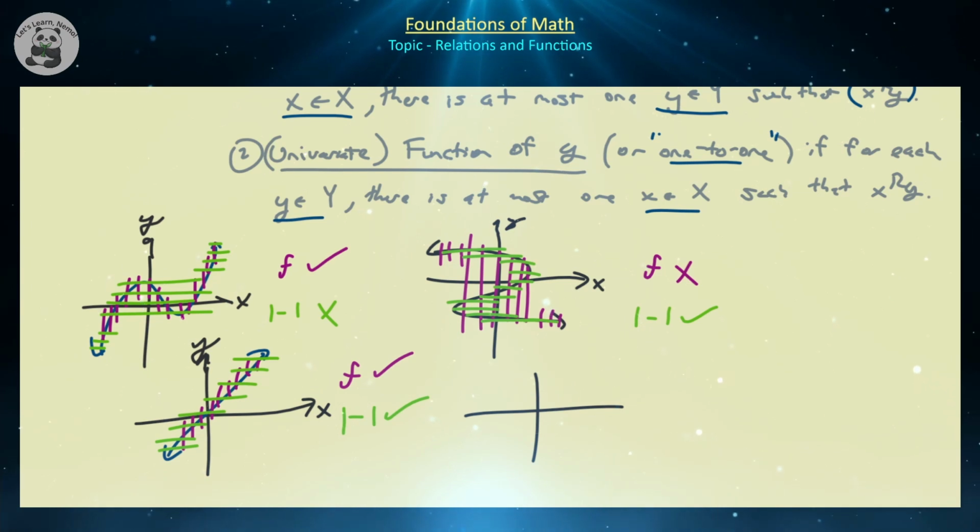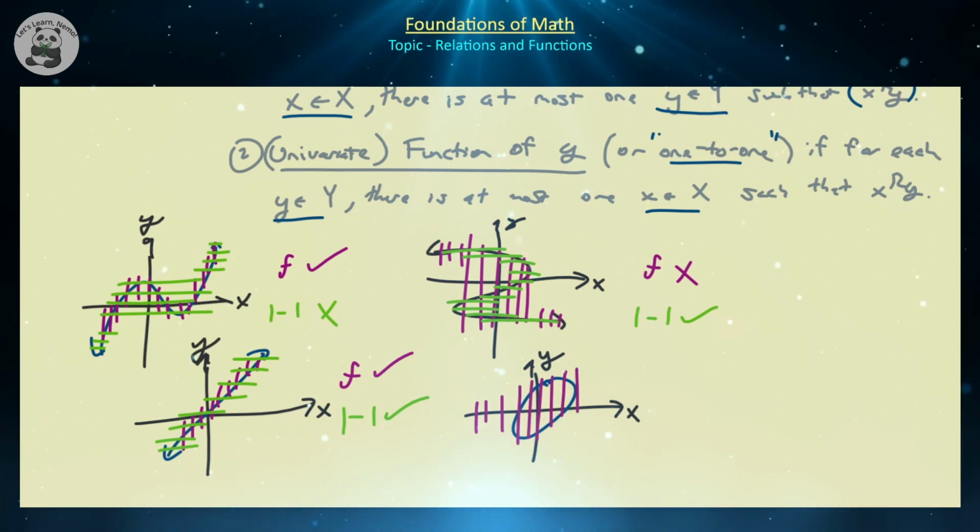Let's draw a familiar object. Let's draw an ellipse that's rotated sideways. Let's again assume that this is the x and this is the y-axis. So if we were to draw some vertical lines here, notice that those don't pass any, but these pass twice. It passes once somewhere along there.